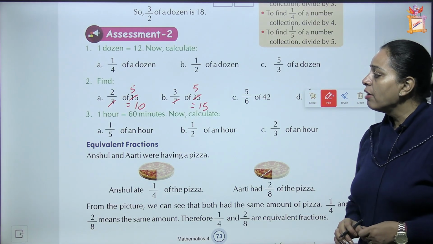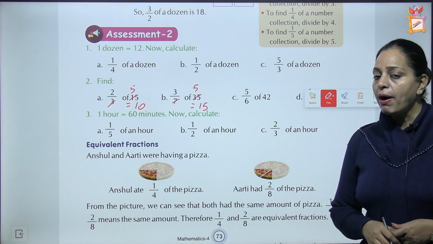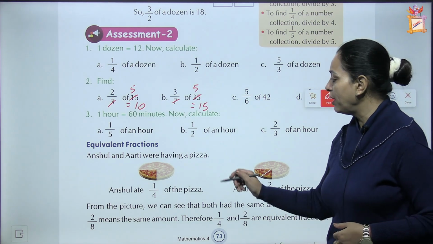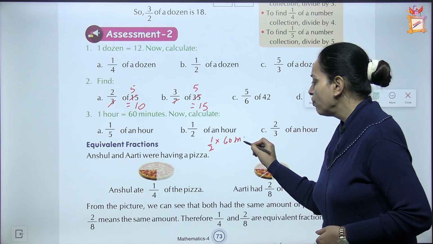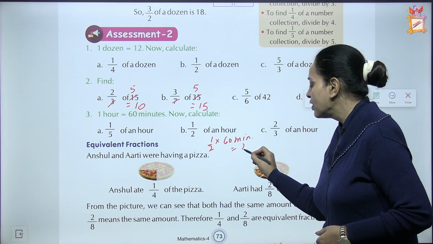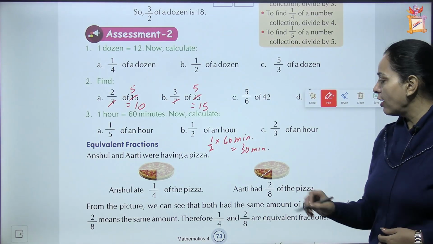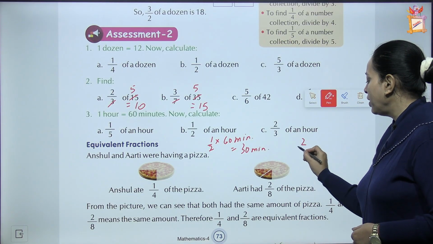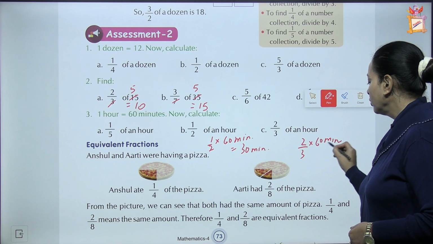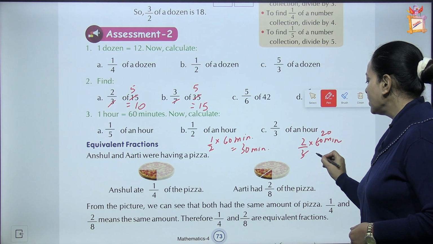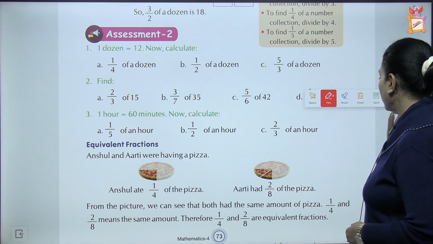The third question, 1 hour equals to 60 minutes. Now calculate B part, half of an hour. So it means half of 60 minutes. So what is this? This is 30 minutes, right? Now C part, 2 by 3 of an hour. It means 2 by 3 of 60 minutes. So this is what? This is 40 minutes. I hope this is very much clear to you.